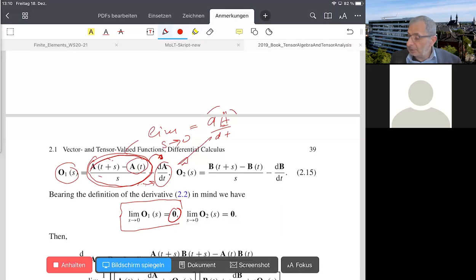And the same we do for the tensor B, and we also define a new function O2 in the same way, such that the limit of this function is also the zero tensor.